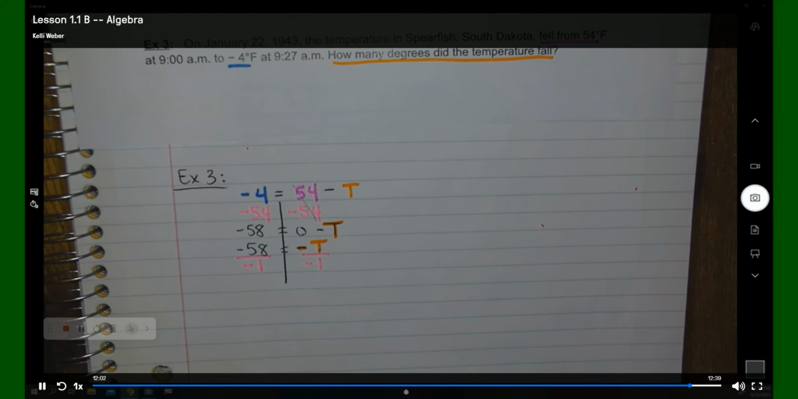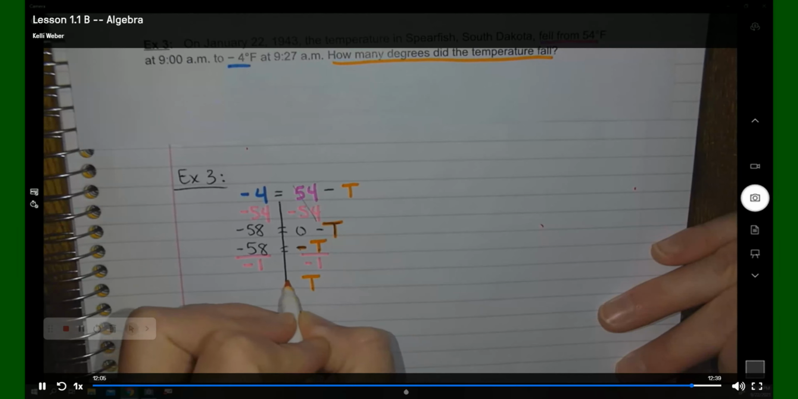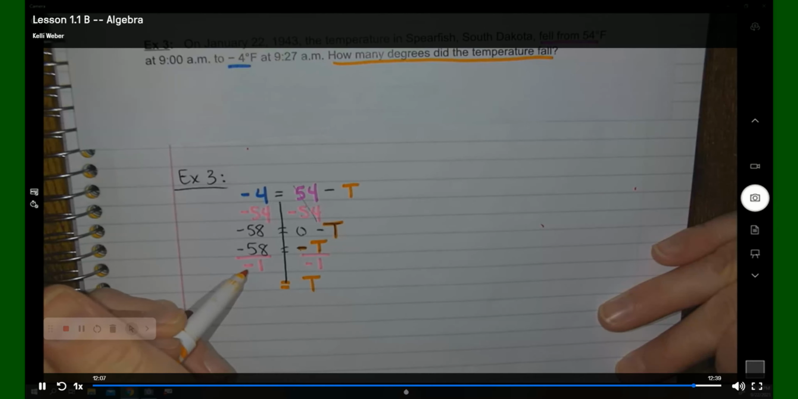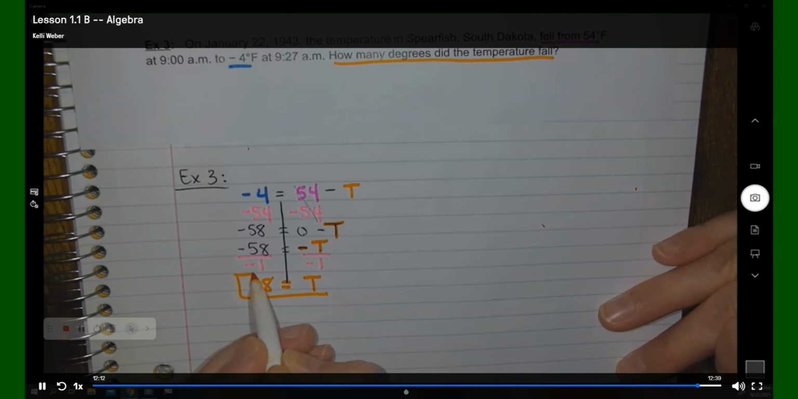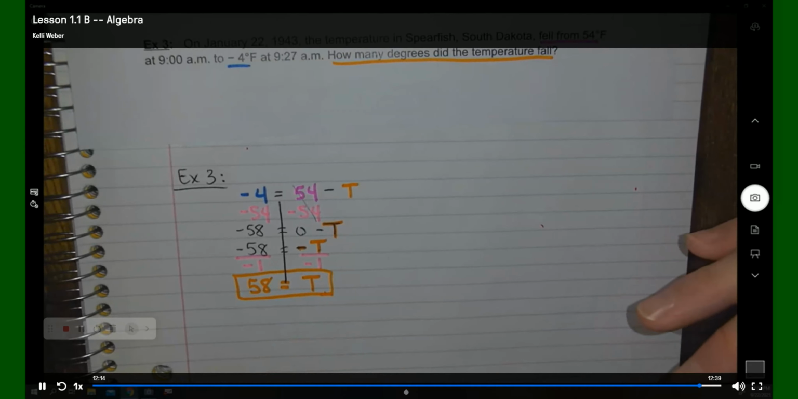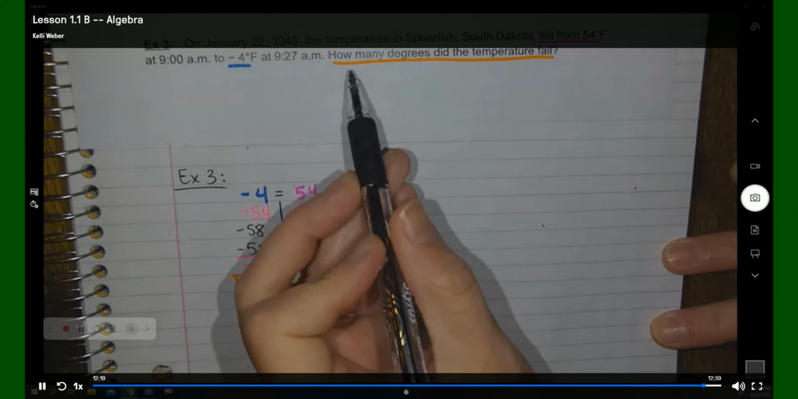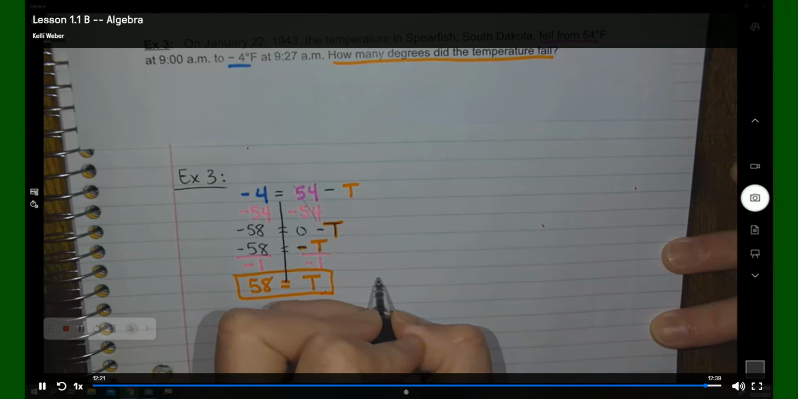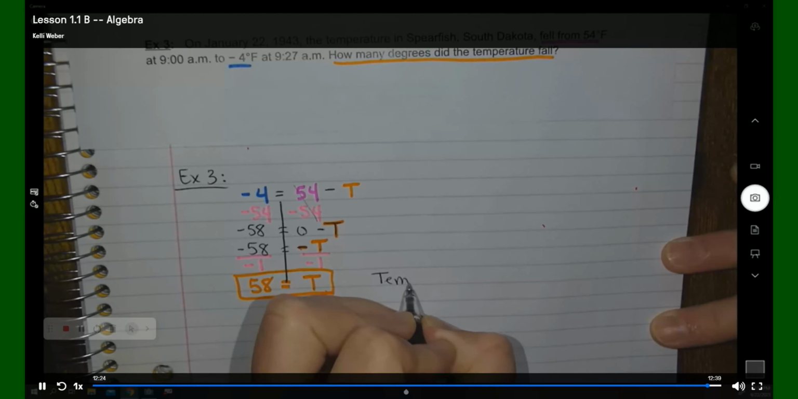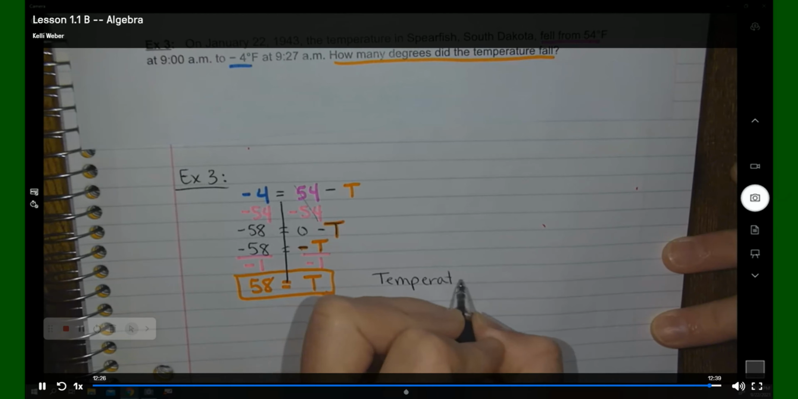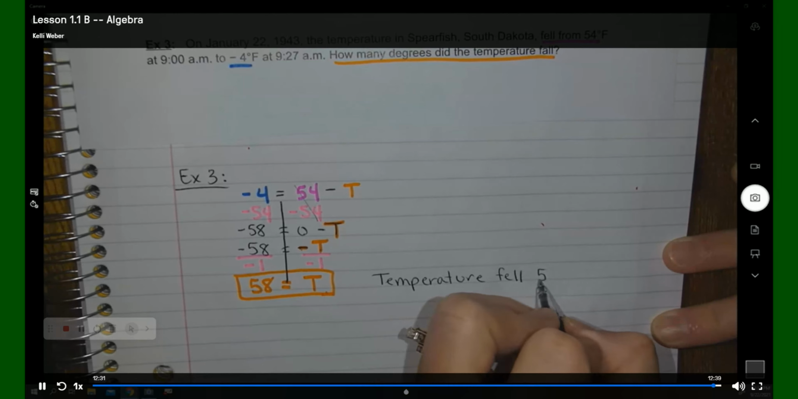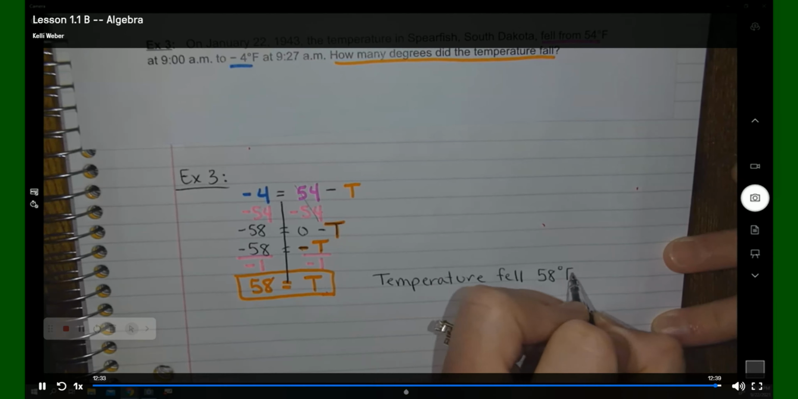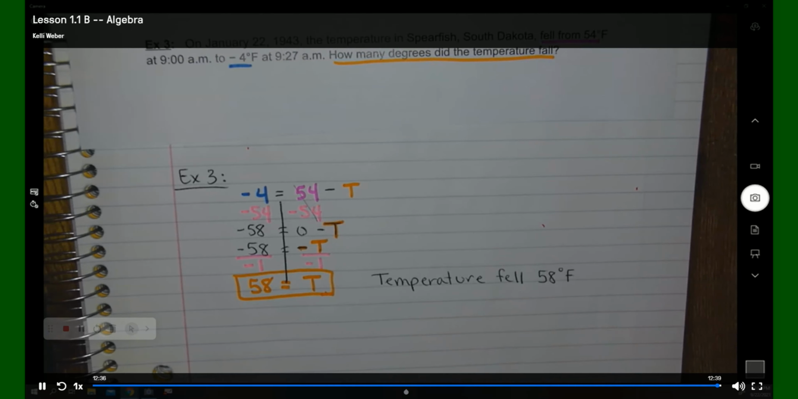That's what I'm solving for. It's just plain old T. So T equals -58 divided by -1 is +58. So for this question, to answer what they're asking, how many degrees did the temperature fall? Temperature fell 58 degrees. And we can use the Fahrenheit because that's what they were talking about, was 58 degrees Fahrenheit.